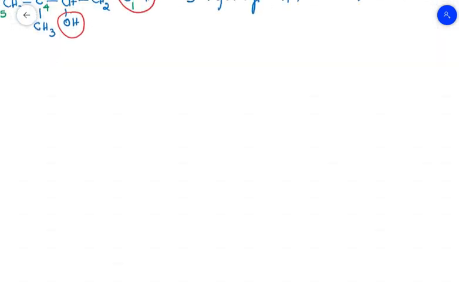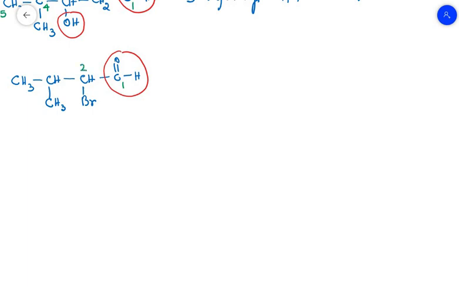The next example, CH3 CH, CH3, CH Br, then C double bond OH. Numbering starts from this functional group, so therefore number 1 is given for carbonyl group, then second carbon, third carbon, and fourth carbon. So at second position we are having another substituent which is Br, but it starts with alphabet B, so therefore it is called as bromo.